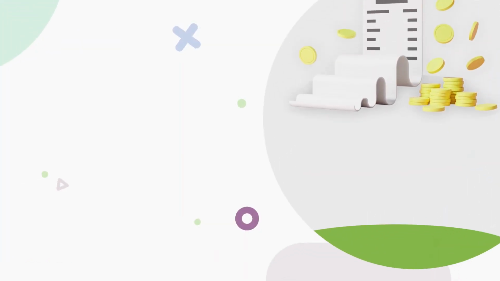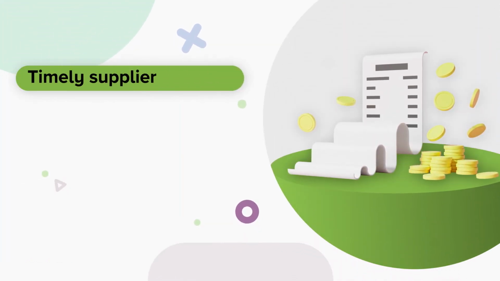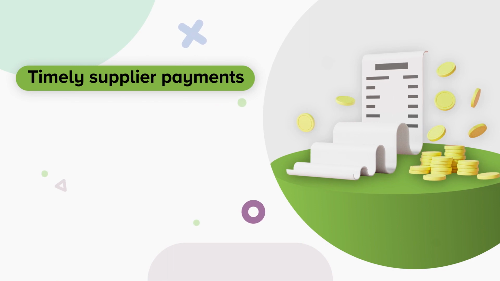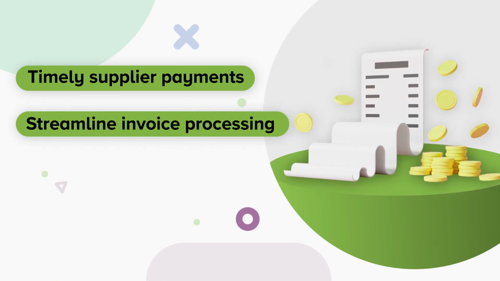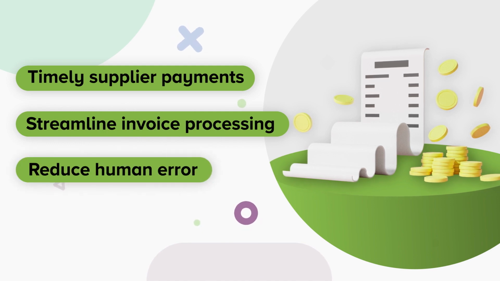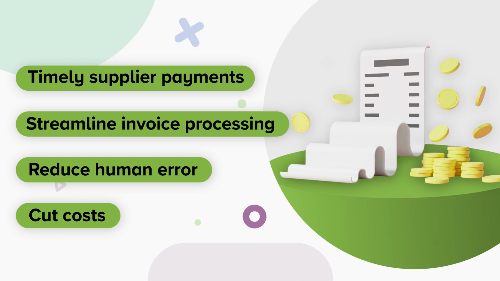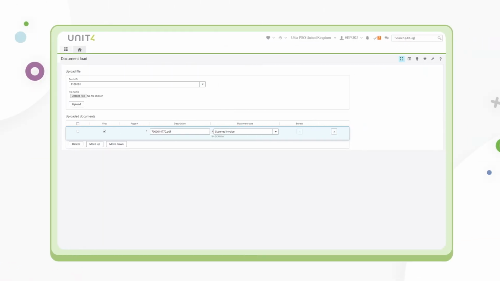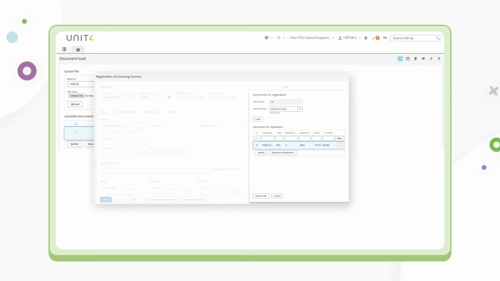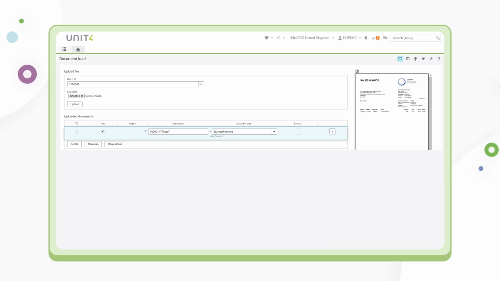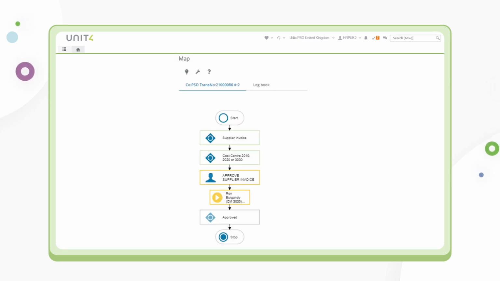Governmental payment policies are tightening, and you can expect to be required to pay suppliers within 30 days. You will therefore want to ensure that you streamline your invoice processing and reduce human error, which will ultimately cut your costs too. At Unit 4, it's easy to post an invoice using the invoice recognition service, then send it for workflow approval, and the rest takes care of itself.